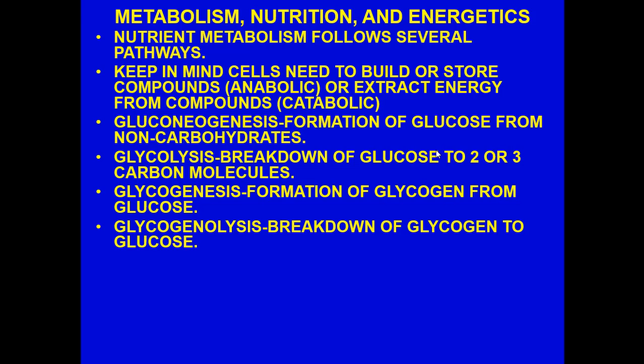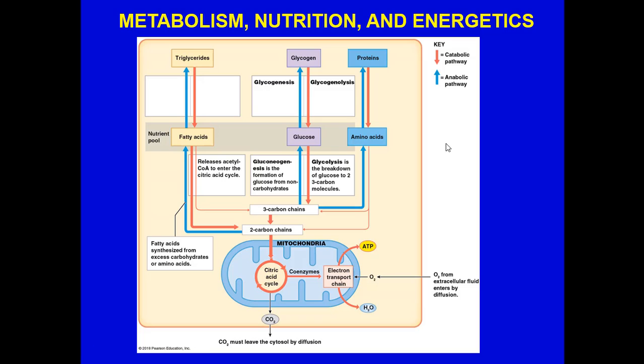Glycogenolysis is the breakdown of glycogen to glucose. In other words, think about it this way: a big long chain of glucoses, and that's what glycogen is. And you chop off one at a time by enzymes so you can free up the glucose to be used for metabolic needs. And you can see all of this diagrammed here.